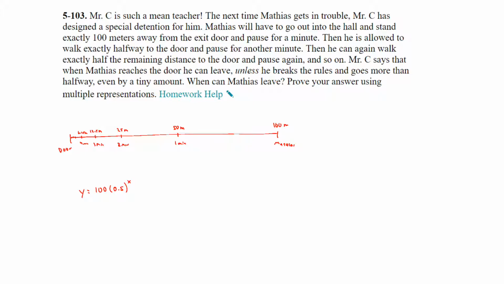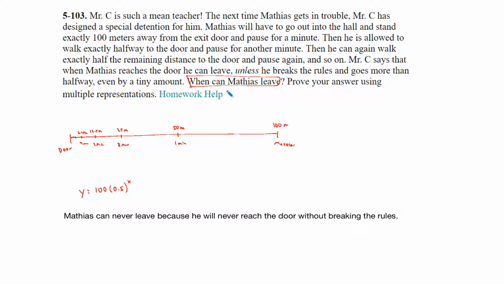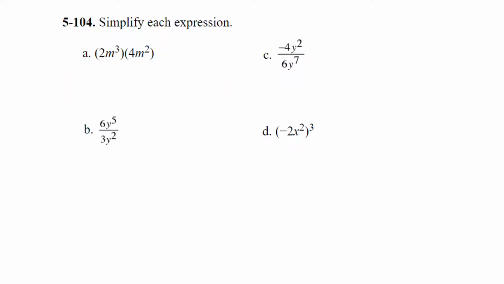And so when can Matthias leave? Technically, Matthias can never leave based on the two representations that I used here. And so I just say that Matthias can never leave because he will never reach the door without breaking the rules.